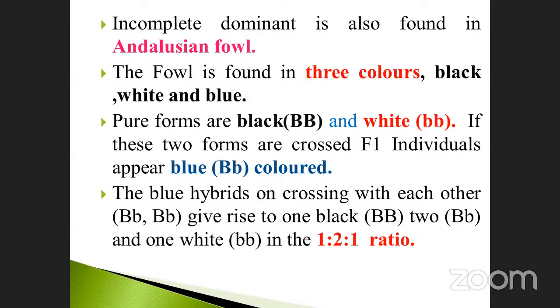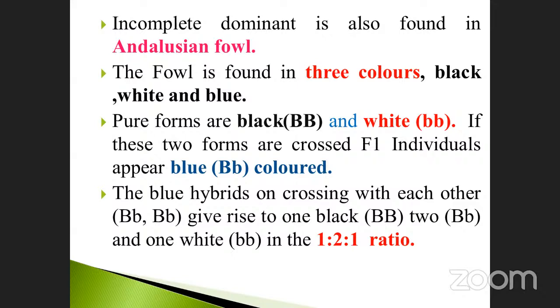The product, whether the dominant is black, means the F1 generation would also be black in color. But instead of black, what they obtained is blue color, because of the combination of black and white. If these two forms are crossed, the F1 individuals appear blue colored. The blue hybrids are crossed with each other, that is F1 into F1. See here, blue color and blue color.